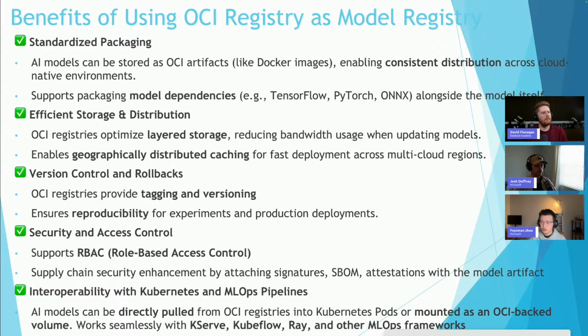And obviously, you will also have unified access control, because you can leverage role-based access control for AI models and container images in a central place. And you can also enhance your supply chain security for your AI models by attaching signatures, SBOMs, and attestations with the model files in the OCI artifact.